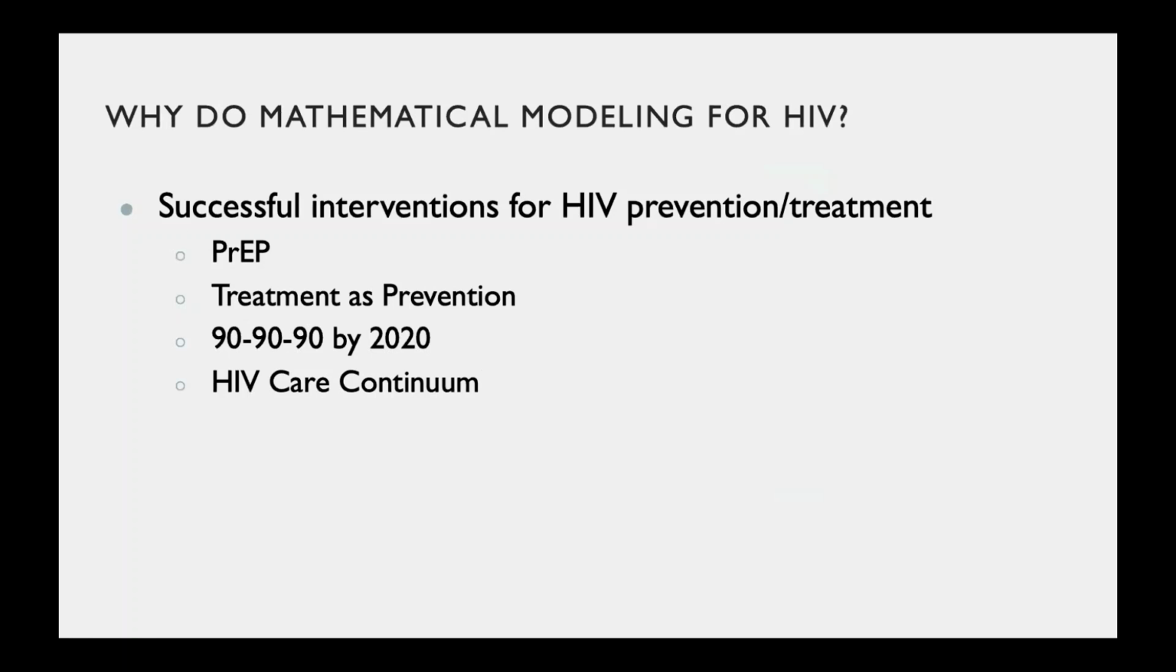CDC has come out recently with this whole U equals U, or this undetectable equals untransmittable. So now treatment is another prevention strategy that we should be thinking about in conjunction with things like PrEP, and test and treat and things like that, with treatment as prevention. And so people ask these questions when it comes to modeling, if we had X percentage of people who are on HIV treatment and adherent to their ART, if that would prevent more cases of HIV as opposed to doing a PrEP intervention, or what would happen if you did both of these types of interventions together.